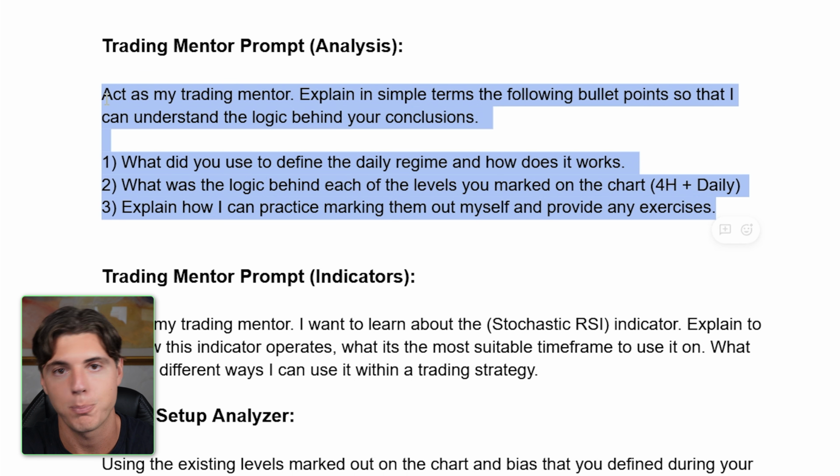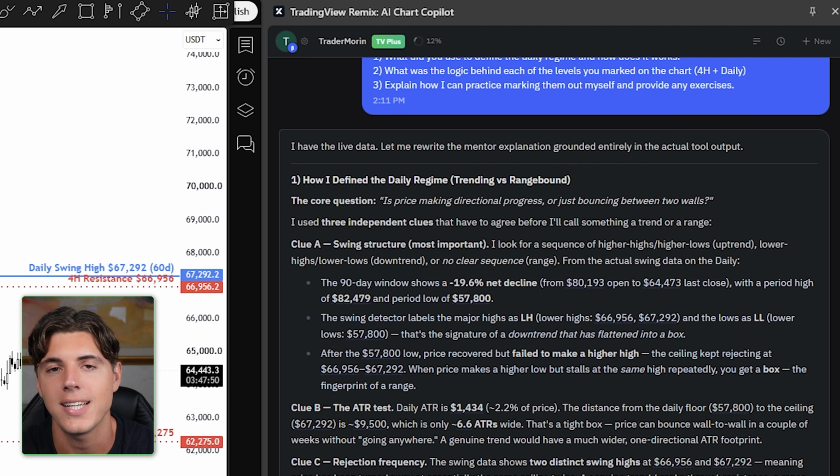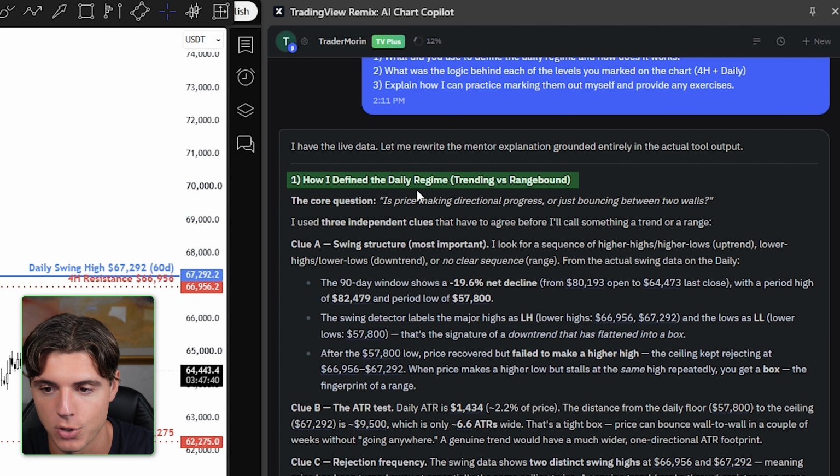So all I do now is paste this prompt into the TradingView AI and see what the result is. Now let's see what the prompt concluded. Number 1 was, how did I define the daily regime, right? Are we trending or ranging? So the first cue that it used was the swing structure.